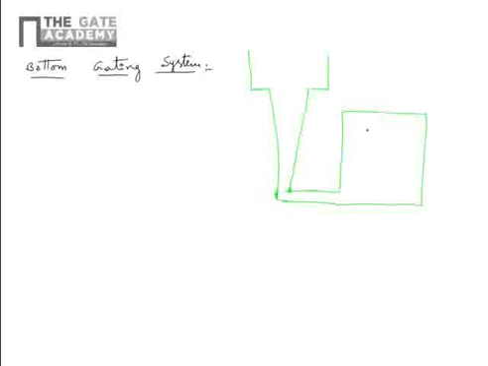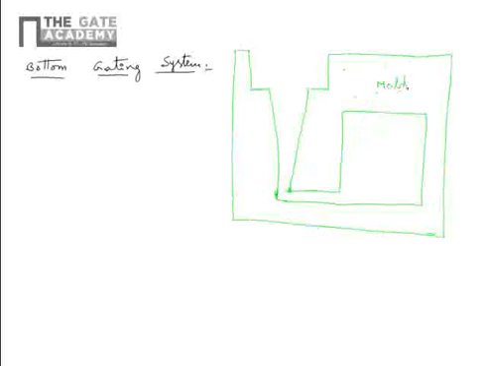So if you look at this, for example, this is one casting mold. This looks like a bottom gating system, where this is the sand mold, and as usual this is the sprue, and this part is the runner, this one is the casting.